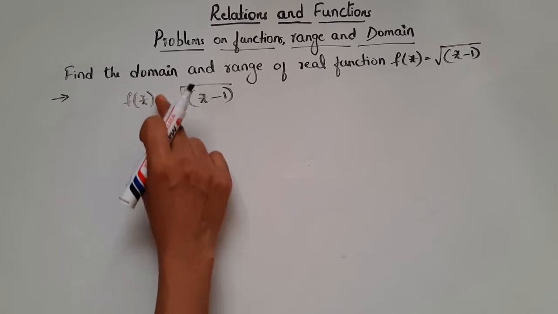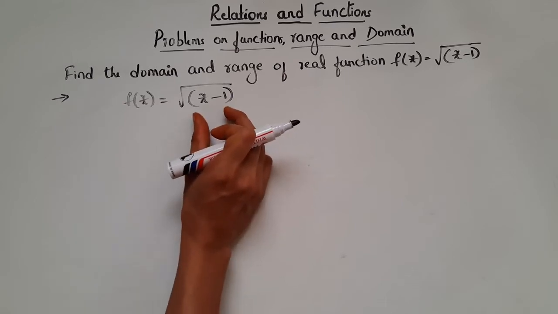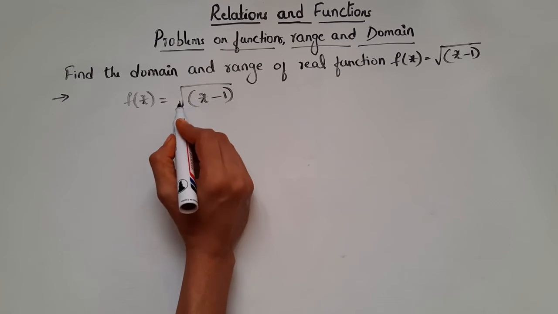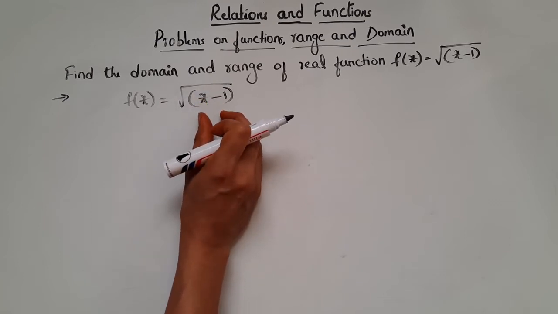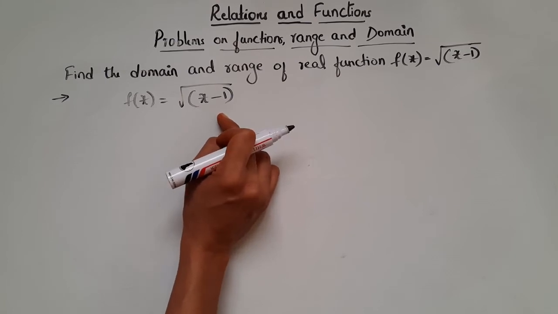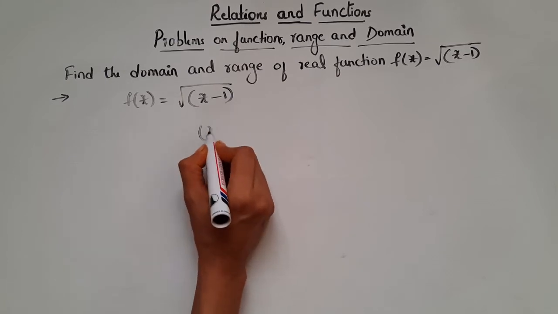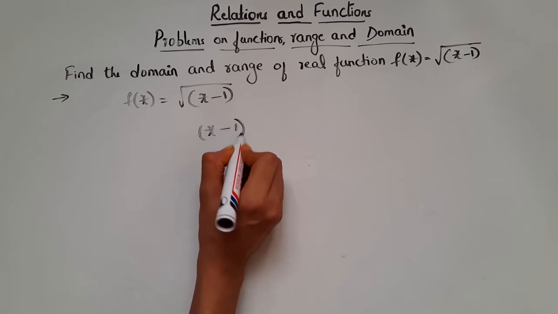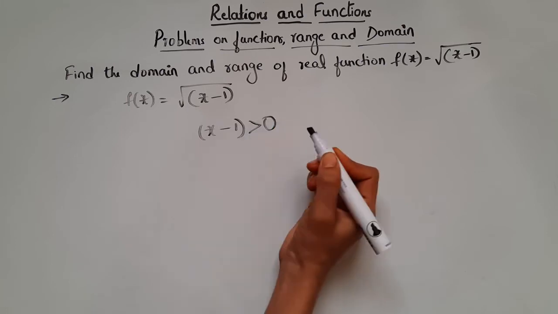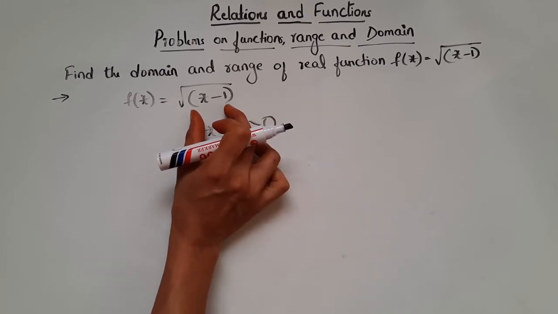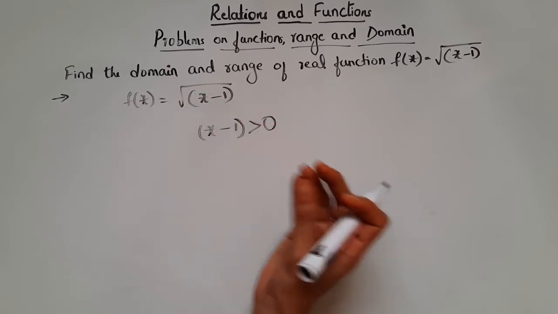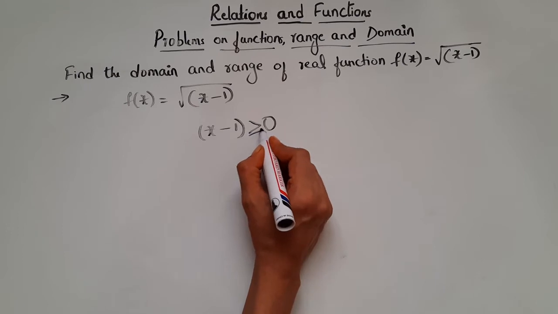For this function f of x to get a valid answer, this expression inside, x minus 1, should not be negative. So square root of anything negative is not a valid answer. So we have to take x minus 1 should not be negative. That means it should be greater than 0. Whether this can be a 0. Square root of 0 is 0. So we have a valid answer 0, right? So it can be equal to 0.